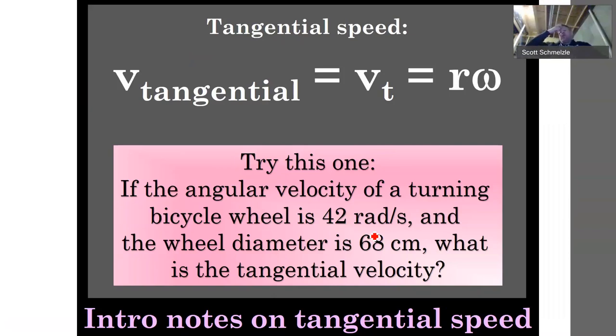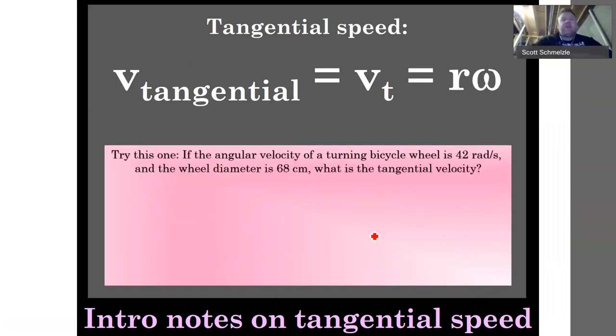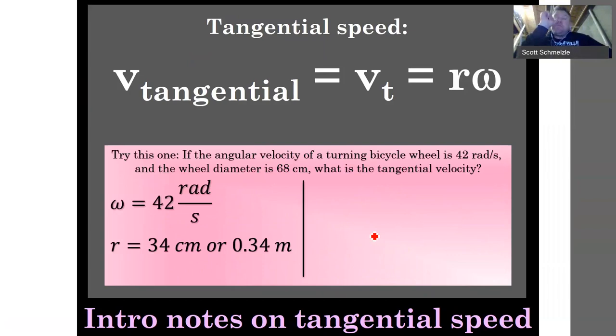So think of you're riding down a sidewalk, and all of a sudden you encounter some mud. Your bicycle wheels are rotating that fast. You know the diameter of the wheel, so you're able to calculate how fast that chunk of mud is going to fly backwards, maybe onto your shirt, if it's spinning that fast. So if the angular velocity of a turning bicycle wheel is 42 radians per second, here's what we do. We know those two things, right?